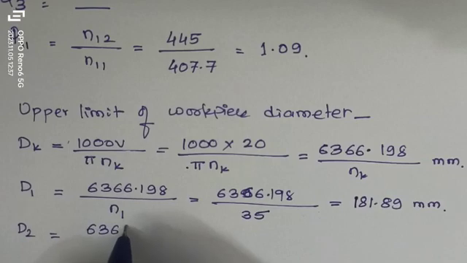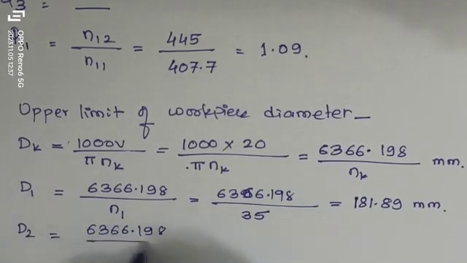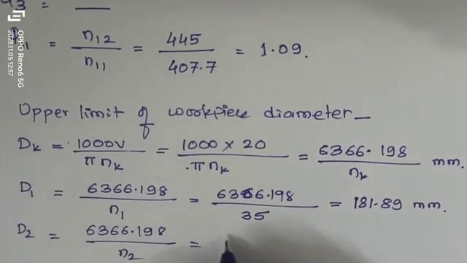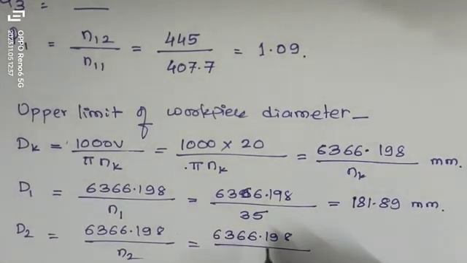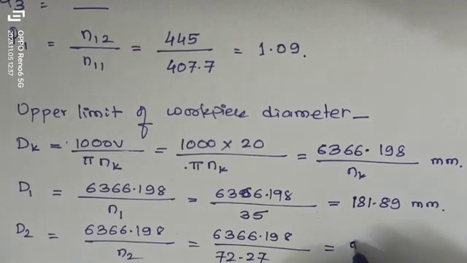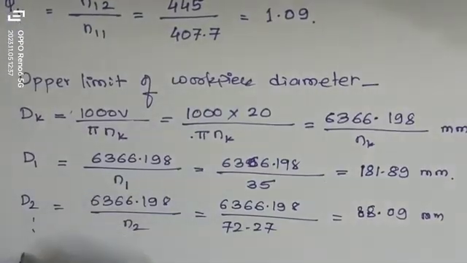Similarly for d2, 6366.198 divided by n2. N2 is 72.27, so I could get 88.09 mm.